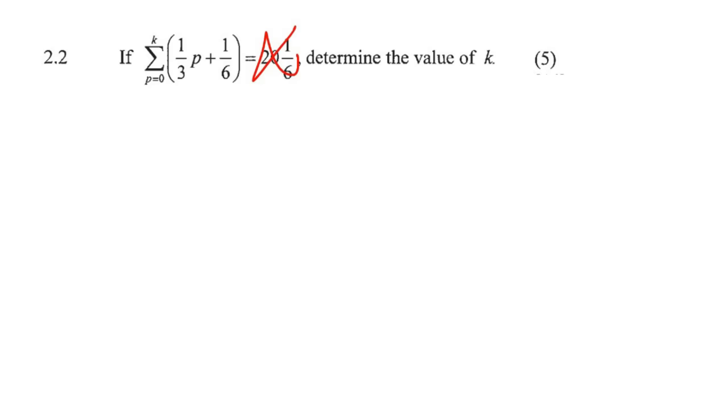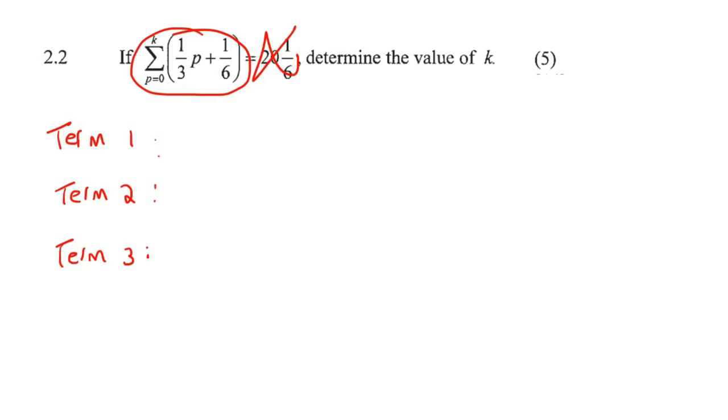What we're going to do now is just what we normally do for this, where we work out, is it arithmetic, geometric? How do we do that? Well, well done if you remember. Term 1, we need to go find term 2, and we need to go find term 3. To find term 1, you just start with whatever this number is. That's p equals 0, and you just plug it into there. So you're going to say a third times 0 plus 1 over 6, and that'll give you 1 over 6.